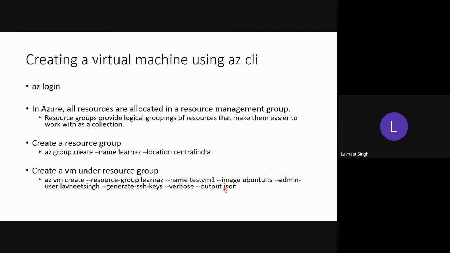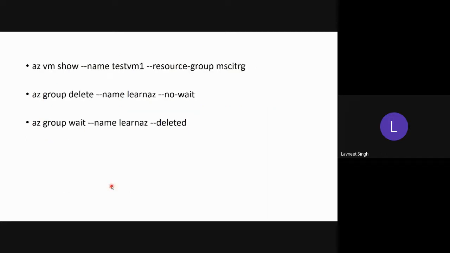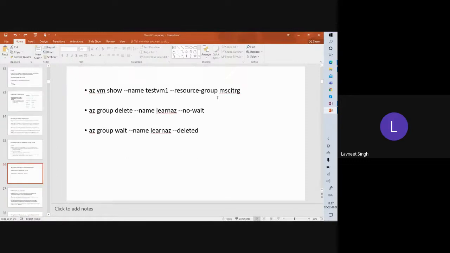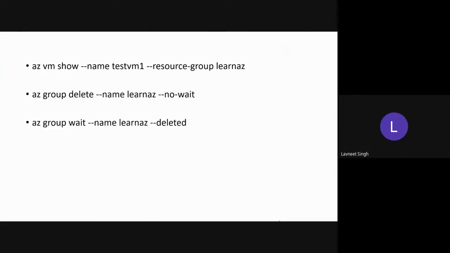Then using some tool called PuTTY or something, you can connect to that machine. It will be a plain command line machine, but you can run Linux commands on that. So that is how you can create a VM. Once you create it, you can also use AZ VM show, which will show you the details of this machine, and the name should be learn AZ. It will show you the details of the machine.